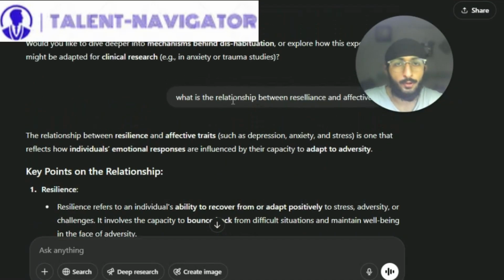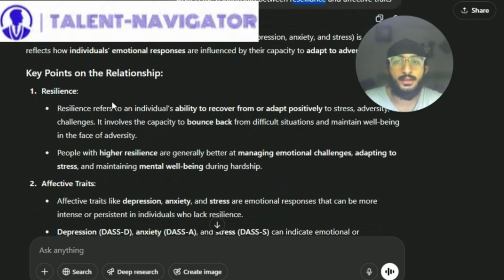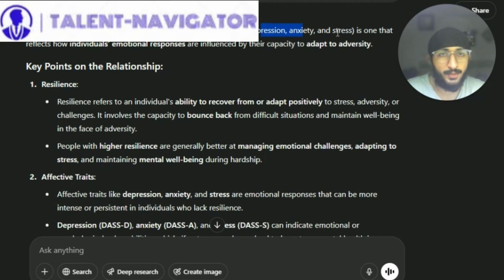Now, a very important topic to discuss is the relationship between resilience and affective traits. Affective traits are basically depression, anxiety, and stress. The relationship reflects how individuals' emotional responses are influenced by the capacity to adapt to adversity, which is resilience. Resilience is an individual's ability to recover from or adapt positively to stress, adversity, or challenges. It involves the capacity to bounce back from difficult situations and maintain well-being in the face of adversity. People with higher resilience are generally better at managing emotional challenges, adapting to stress, and maintaining mental well-being during hardship.